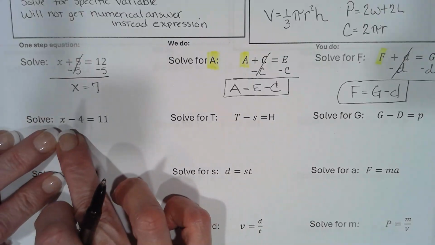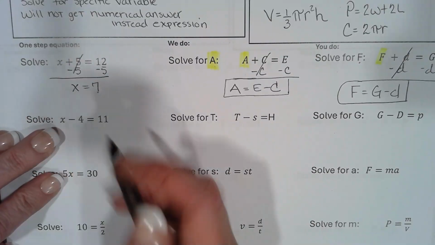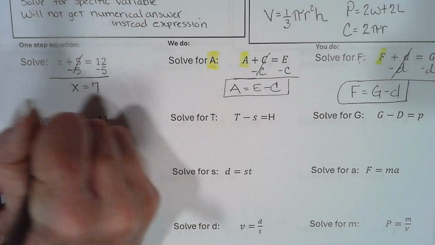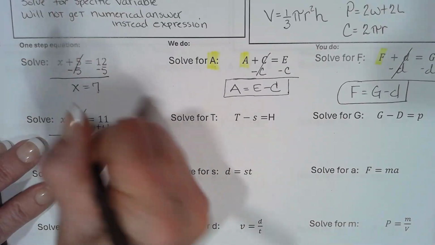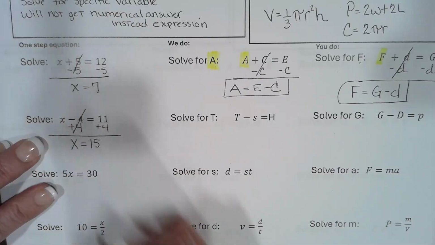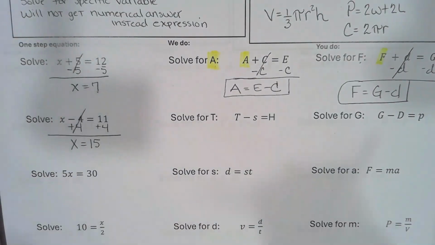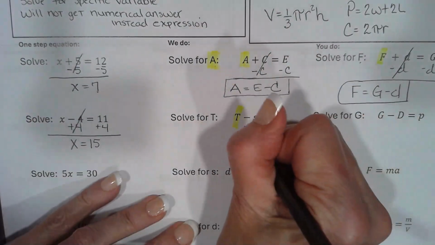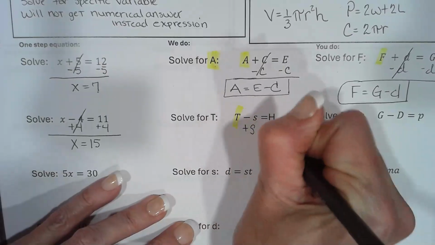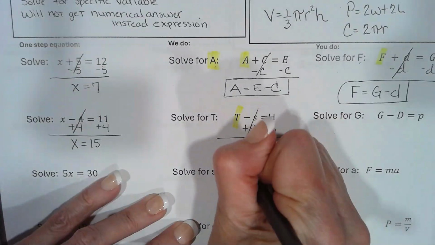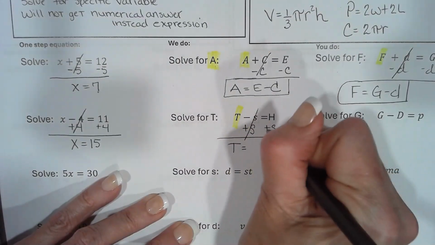Okay, here I'm solving for x. The 4 is subtracted, so the opposite operation would be to add 4 to both sides. So I get x equals, I combine and get a numerical answer. Here, solve for t. Well, I need to move the s. The s is subtracted, so I need to do the opposite operation to get rid of it. Cancels. I get t equals h plus s.